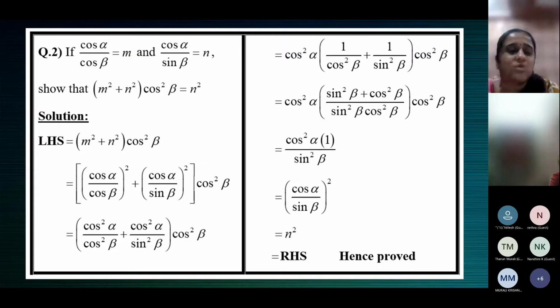See, you can see m is cos alpha by cos beta. What will you do with that? What simplification can you do? Nothing much can be done with that. So we'll take m as it is. And n is cos alpha by sin beta. Again, nothing can be done. So no simplification. We'll take m and n as they're given.